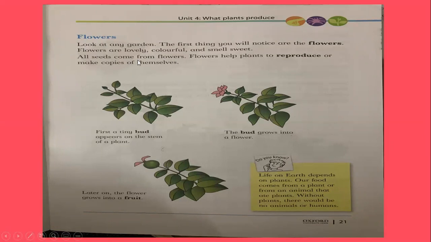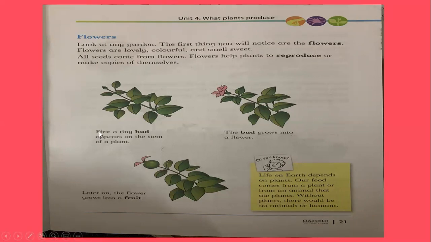All seeds come from flowers. Understand? All seeds come from flowers. Flowers help plants to reproduce. Reproduce means to grow again. The same plant reproduces, or makes copies of themselves. Understand? Copies of themselves means the same plant grows again.